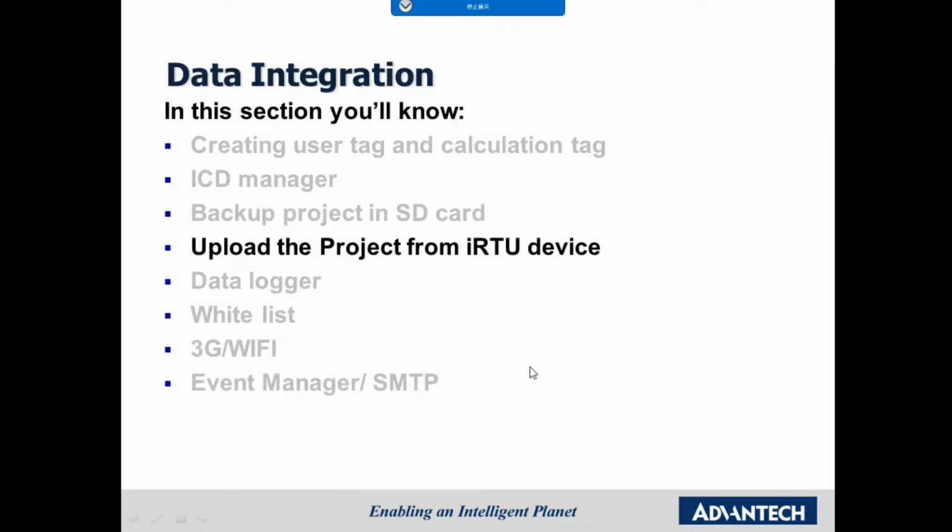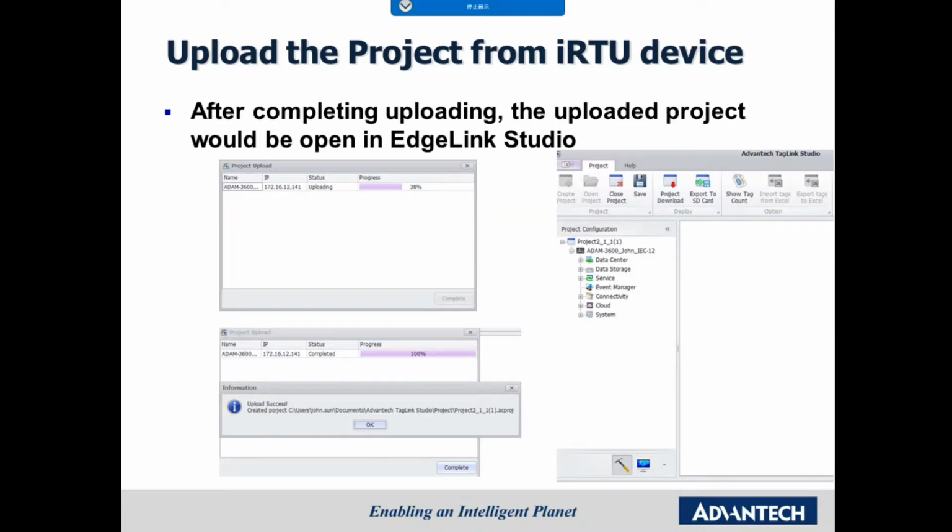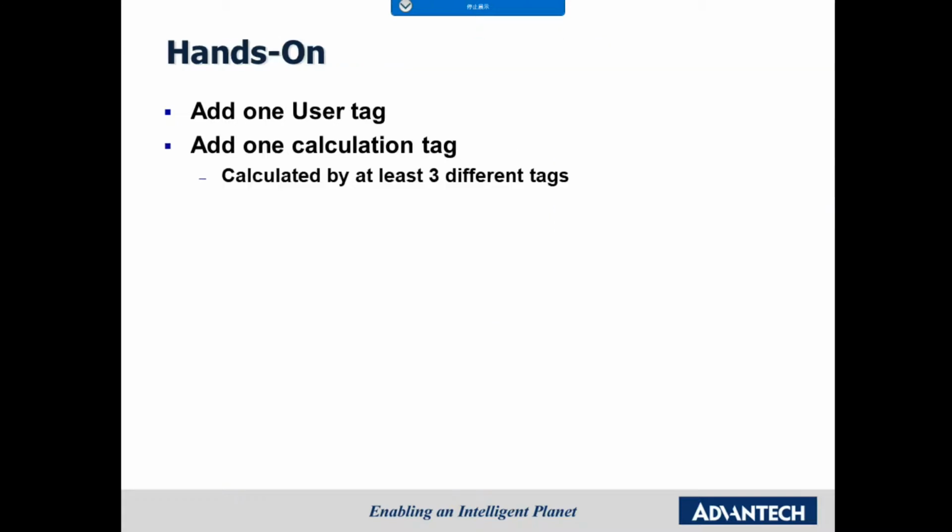Users may want to check the configuration of the project which was set up by a previous user, so we have the function of project uploading. Users may upload the project to the laptop to check each configuration set by the previous user. Key in the password for uploading the project. After completing uploading, the uploaded project will be opened in HLink Studio.